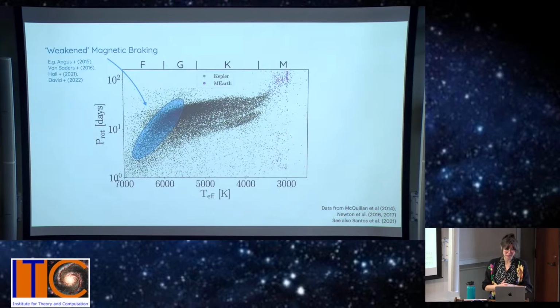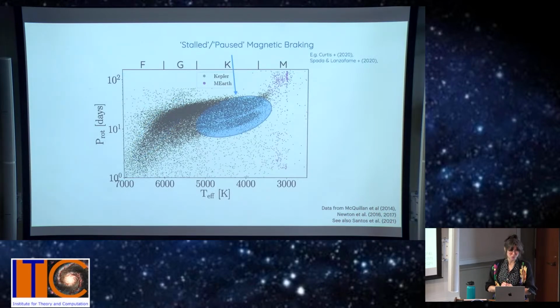Okay, so that's weakened magnetic braking. Now, stalled magnetic braking. I've most commonly seen it called stalled magnetic braking. This is a completely different phenomenon. Now, let me talk you through it.